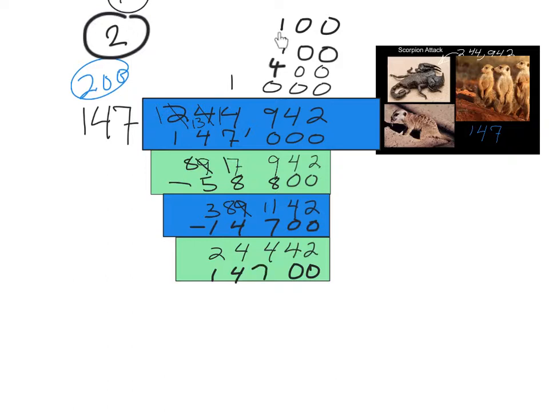And here's another way to think of it. I'm multiplying by 100. 100 times 147 is going to give me 14,700, which is what I have here.